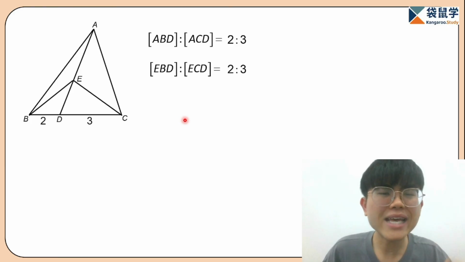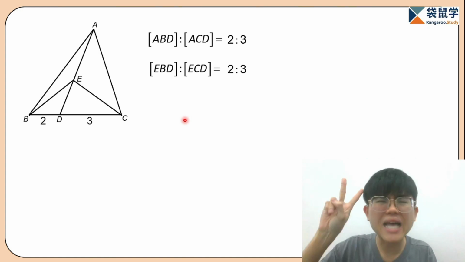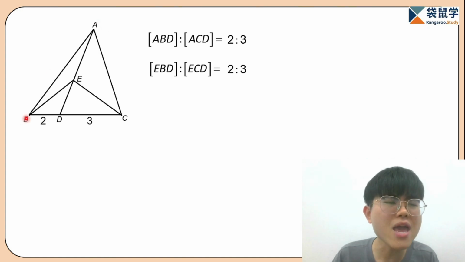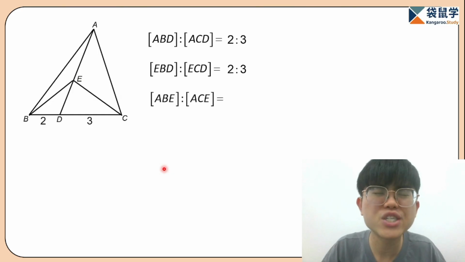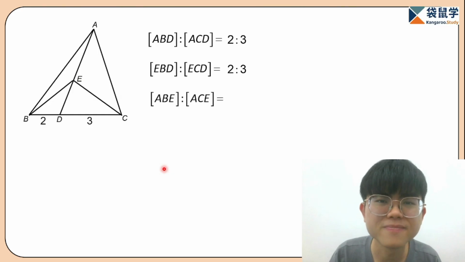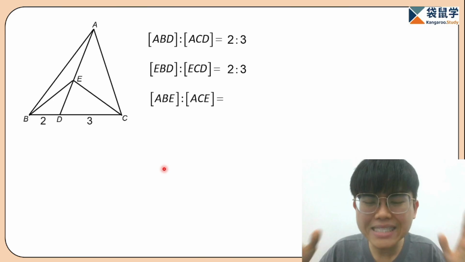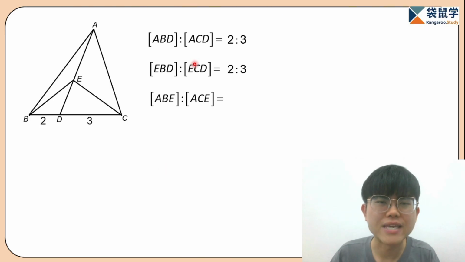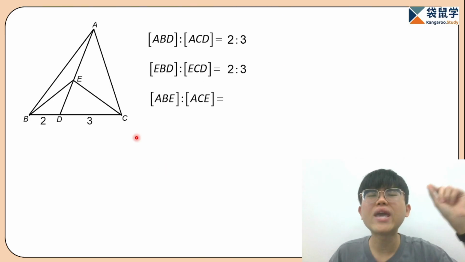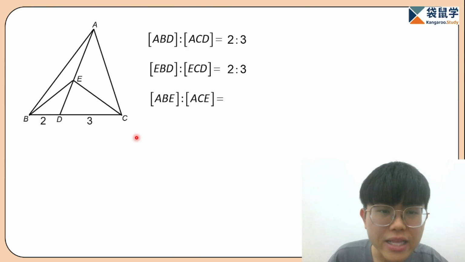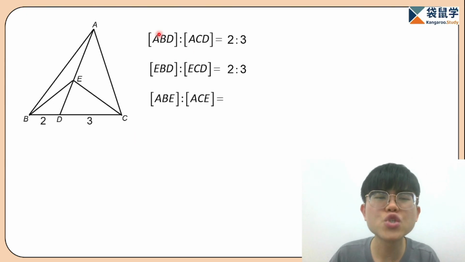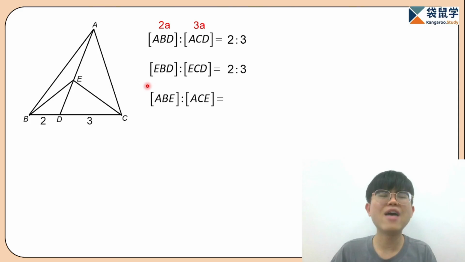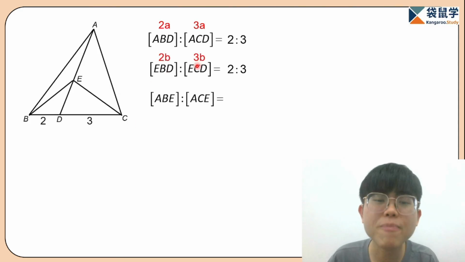But everyone, you can see that in this figure, there are also another 2 triangles. We have ABE, we have ACE. Now, what will be the area ratio of these 2 triangles? Okay, everyone, you see that just now we got 2 ratios already. For the ratio, we can actually represent it as a unit. Let's say ABD, ACD, we say that this is 2A, this is 3A. And for EBD, ECD, we say that this is 2B and 3B.